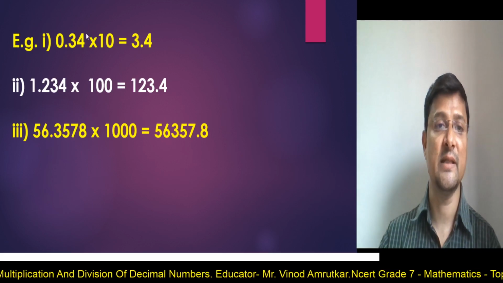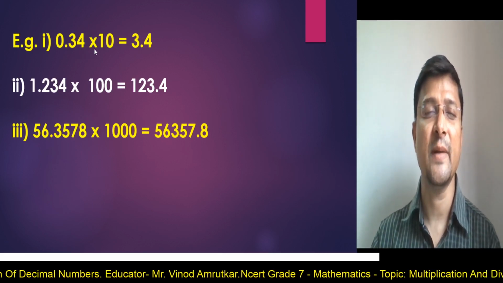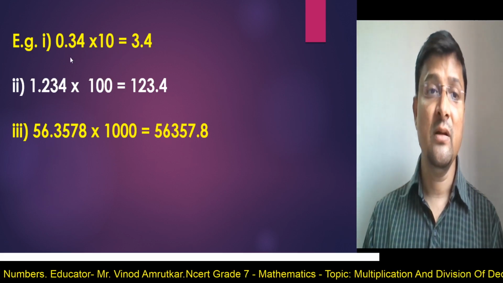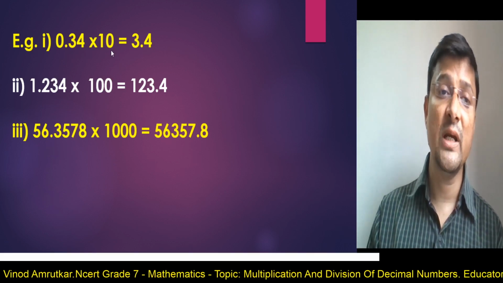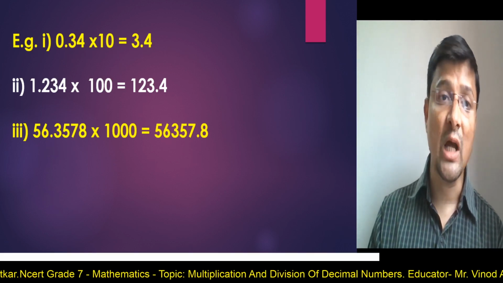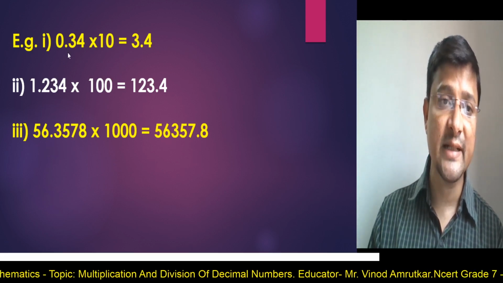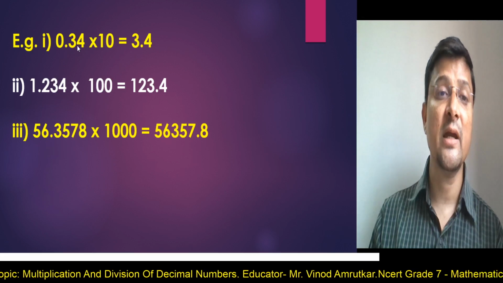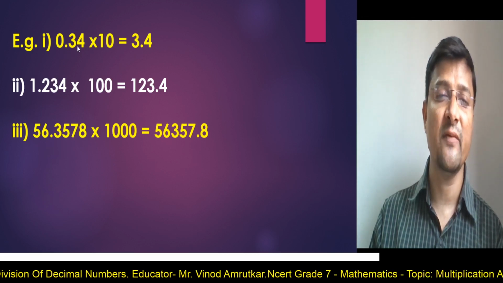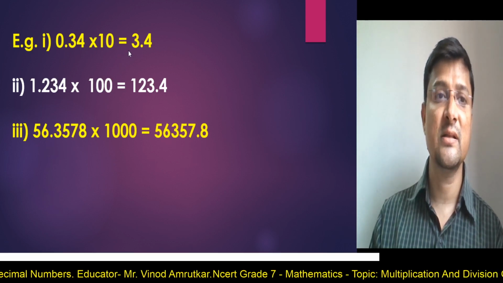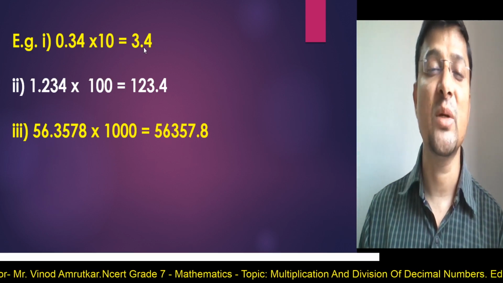Just see some examples here. First example, 0.34 multiplied by 10. See here, the decimal number is multiplied by 10. Now in the number 10, only one zero occurs. Okay, so now we shift this decimal point to the right side by one digit. By only one digit, we move this decimal point to the right side. So what is the answer? The answer is 3.4.